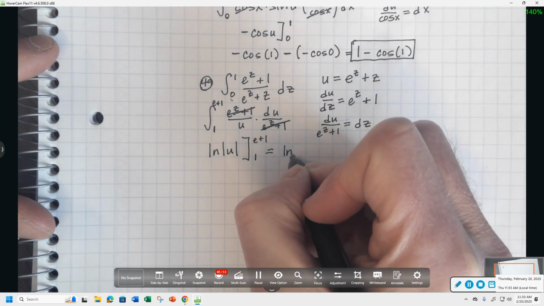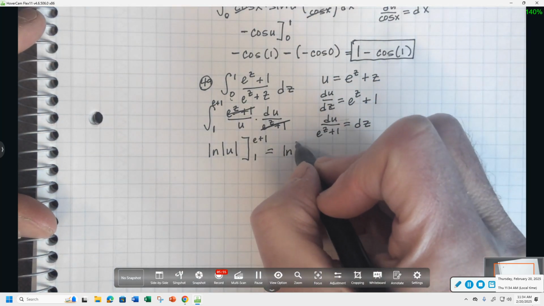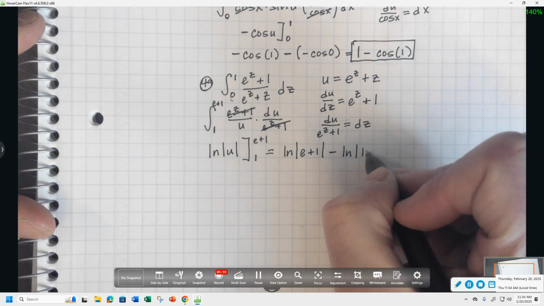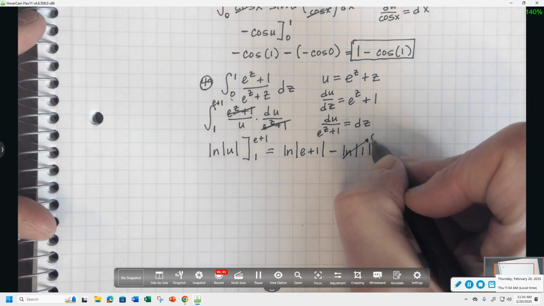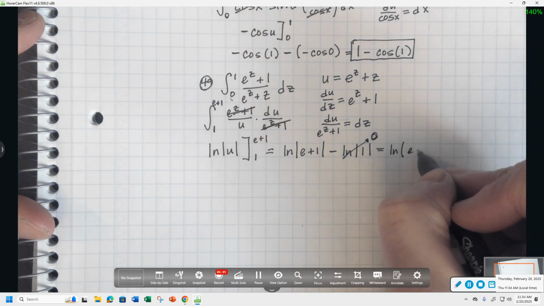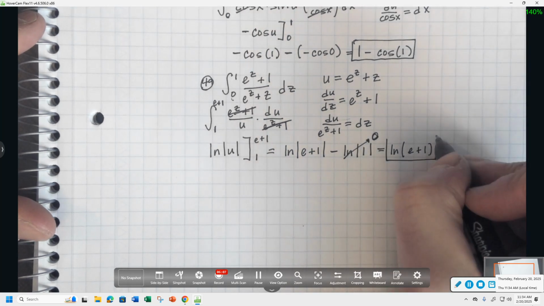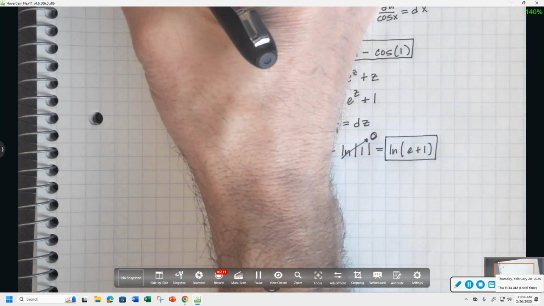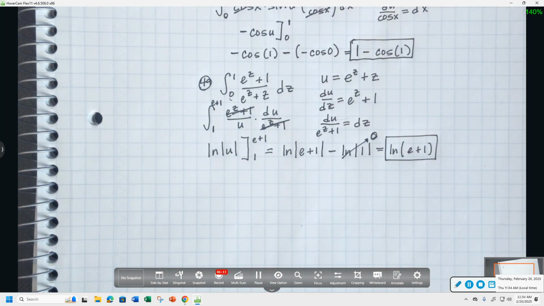That gets us natural log of e plus 1 minus the natural log of 1. Natural log of 1 is just 0. So final answer here, we got natural log of e plus 1. No absolute value necessary because e plus 1 is a positive number. We don't need to have that on there.